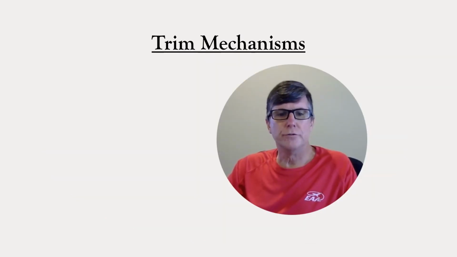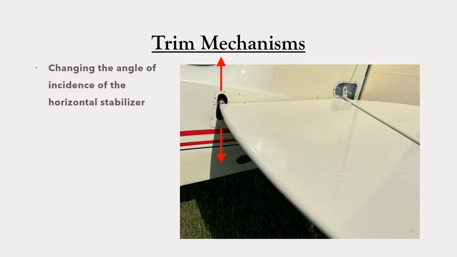Different airplanes use different mechanisms to accomplish elevator trim. One mechanism is changing the position of the leading edge of the horizontal stabilizer. Changing the angle of incidence of the stabilizer changes the pitch attitude. So if you want to keep the pitch constant, you'll need to move the control as you move the trim. You may also notice that the trim position changes the maximum amount of elevator authority that's available.